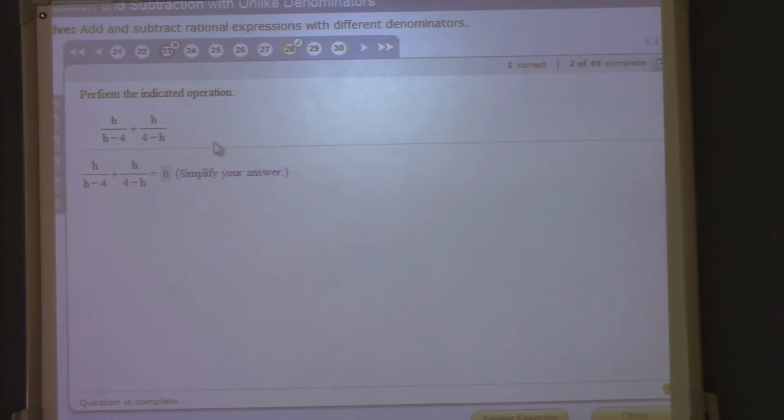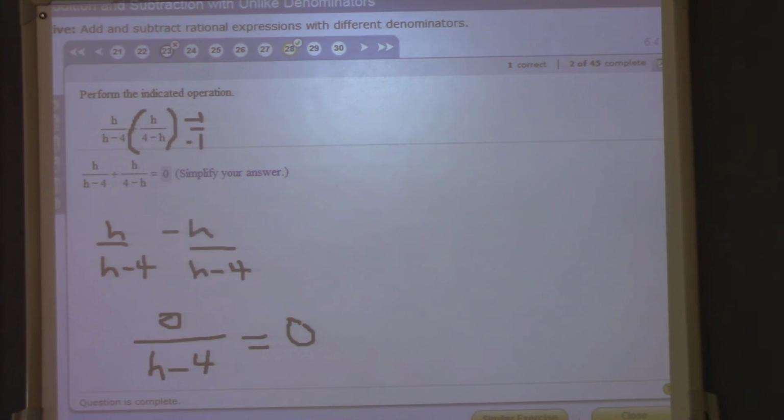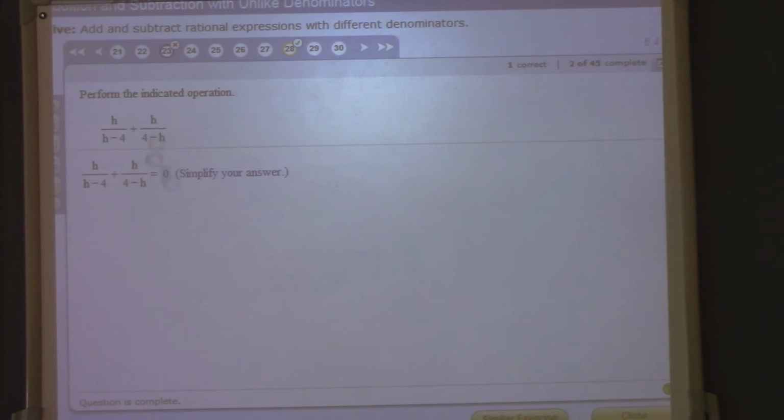I don't understand why you multiply by -1. Okay, look at the denominators. What's wrong with them? They're close, but they're backwards. They're not the same. Right. This is h minus 4, and this is negative h plus 4. So it might help you to rewrite it as h over h minus 4 plus h over negative h plus 4.